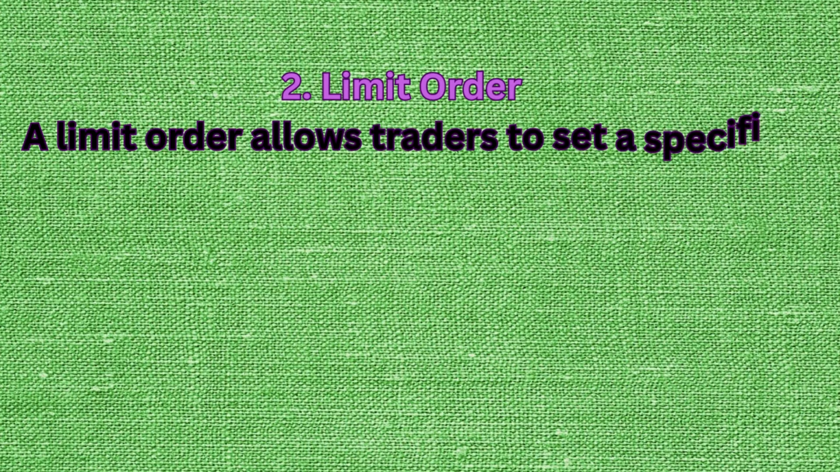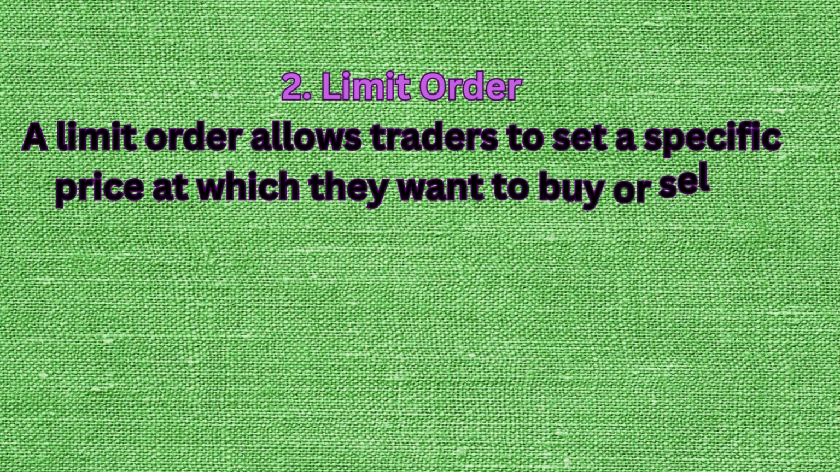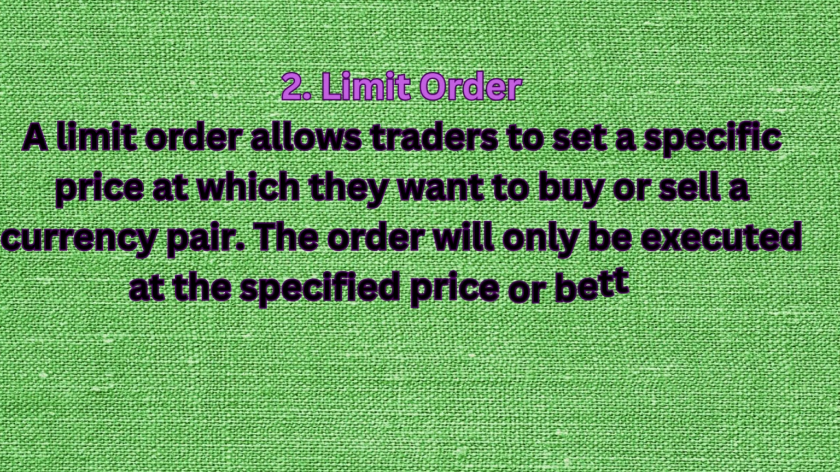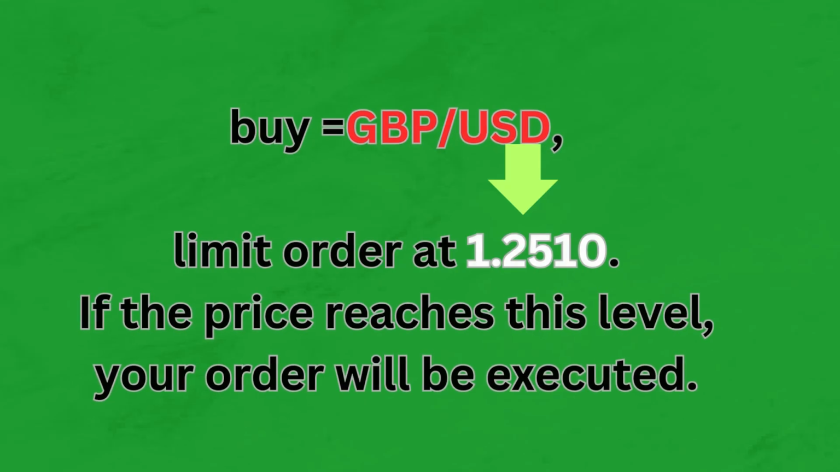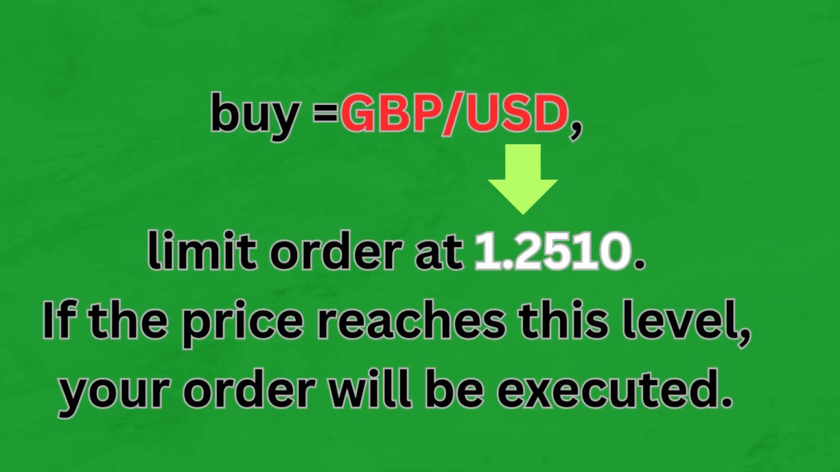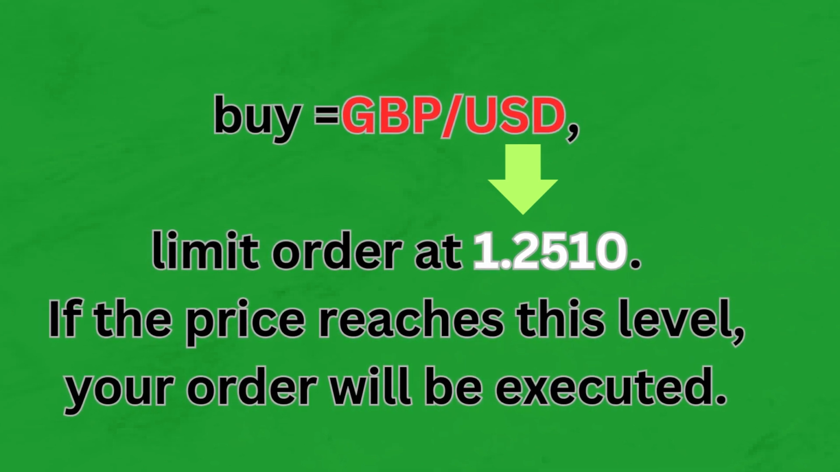The next type of order that we have here is the limit order. A limit order allows a trader to set a specific price at which they want to buy or sell a currency pair. The order will only be executed at the specific price or better. So for example, you want to buy GBP USD, but you believe the price will drop to 1.2510. You set a limit order at 1.2510. If the price reaches this level, your order will be executed.